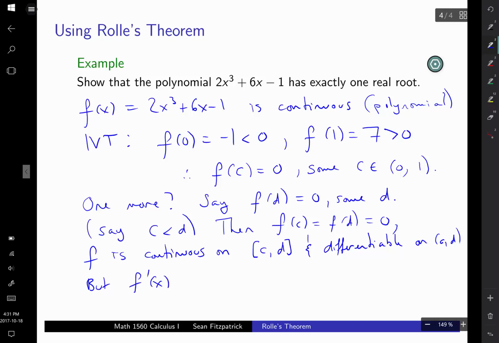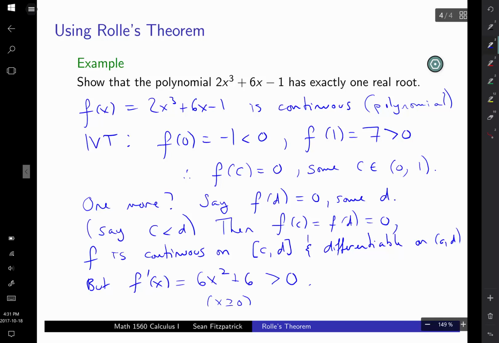Well, what's f prime of x? f prime of x is 6x squared plus 6. Okay, so that is 6 times x squared plus 1. This is always bigger than 0, right? Because we know that x squared is bigger than or equal to 0. So this thing is always at least 6, so it's definitely bigger than 0. So we know just by looking at the derivative that the derivative can never equal 0.